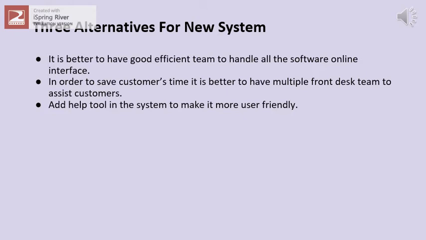In order to overcome the problems of the system, there are three alternatives for the new system. It is better to have a good efficient team to handle all the software online interface. For example, if a very efficient team is there to handle all the database stuff for the Opera property management system, it will be very easy for them to handle the software actions which are going on in the back end. And also, in order to save the customers' time, it is better to have multiple front desk teams to assist customers with their questions and with their requirements. And also, we are planning to add a help tool in the system to make it more user friendly than before.